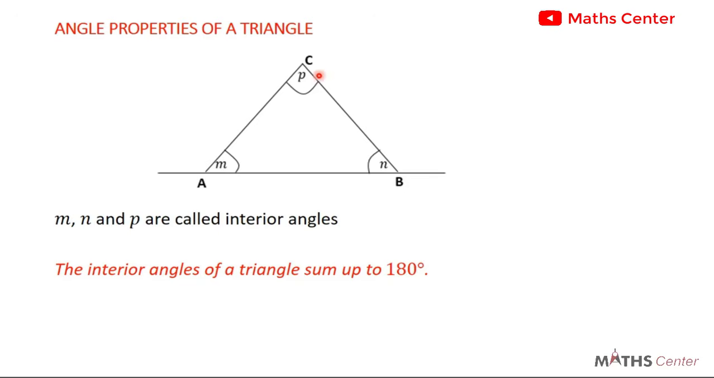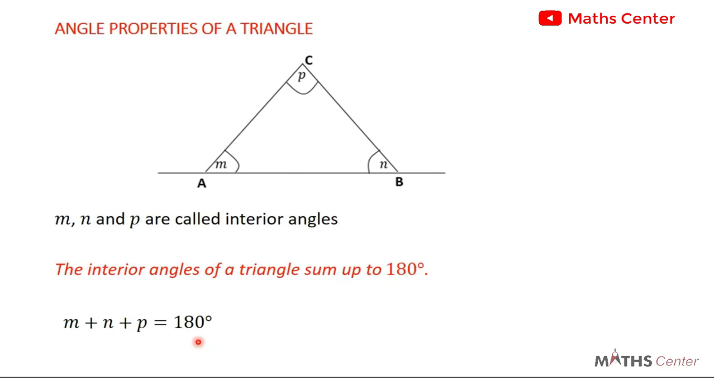So if you add all the angles in a triangle, here if you add M to N to P, you must get 180 degrees. This property is very, very important. The interior angles of a triangle sum up to 180 degrees.